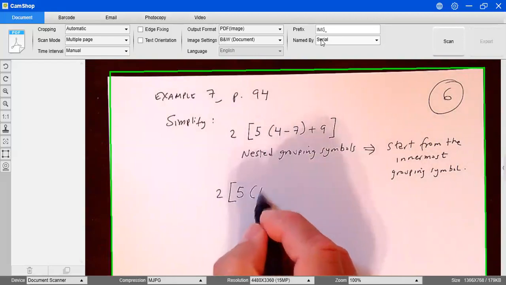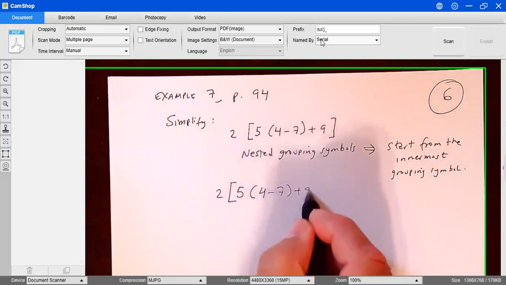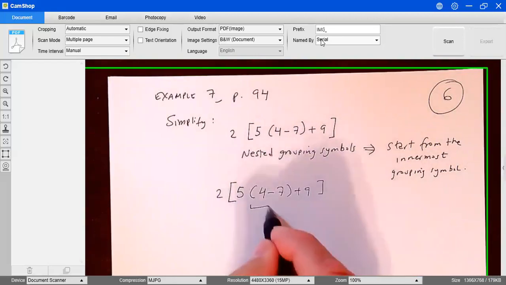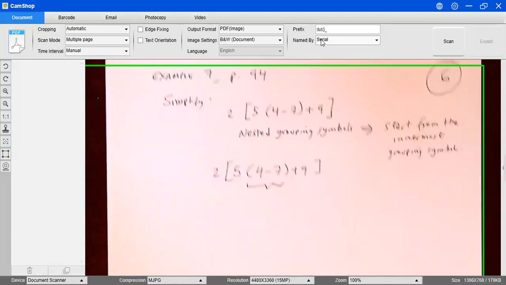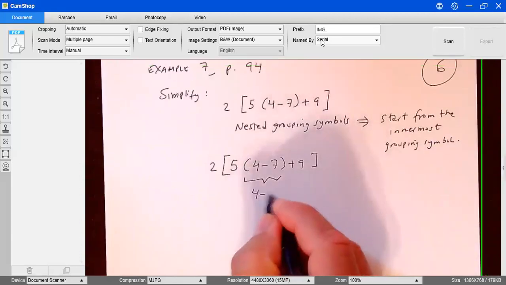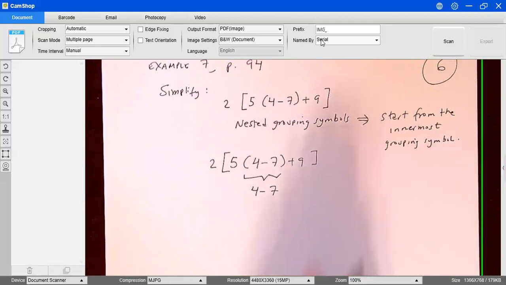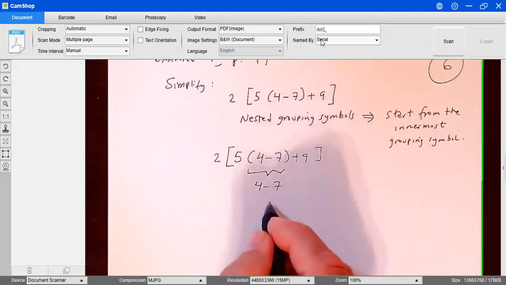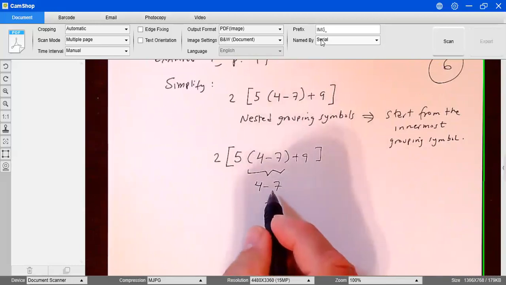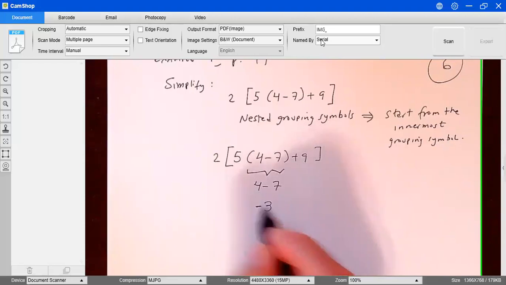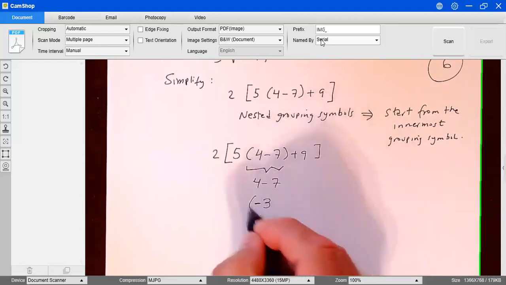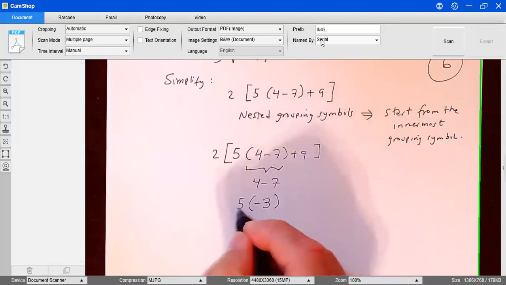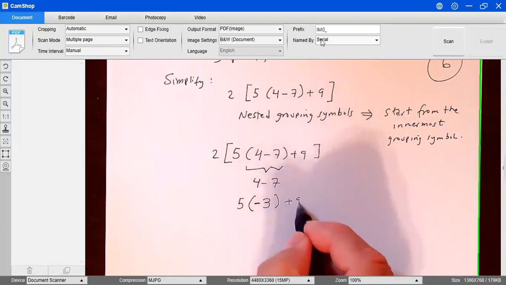So we're going to work first here. We're going to simplify this, 4 minus 7. 4 minus 7 is just the addition of two numbers with different signs. So you're going to subtract, 7 minus 4 is 3, and you get the sign of the number with the greatest absolute value. So it's negative. So that's this parenthesis. So you write the rest.